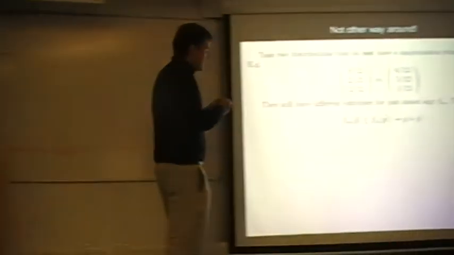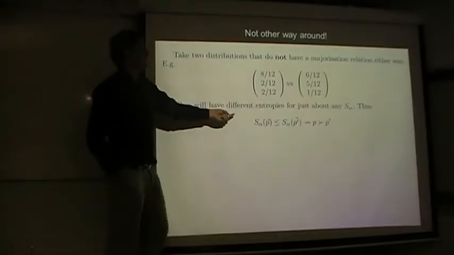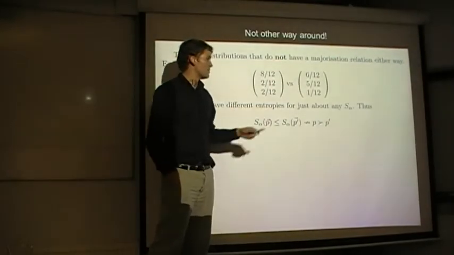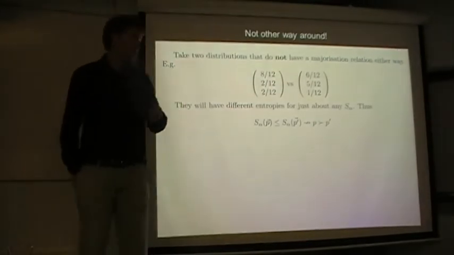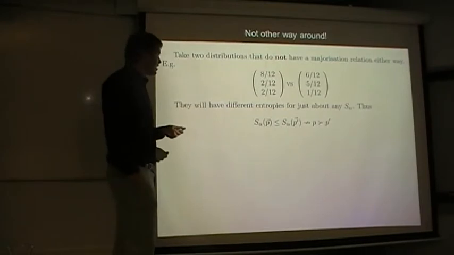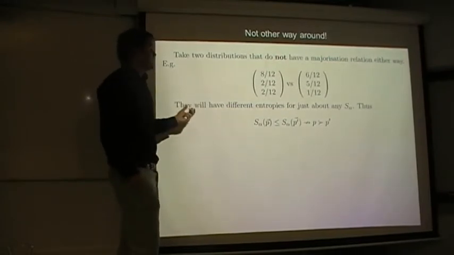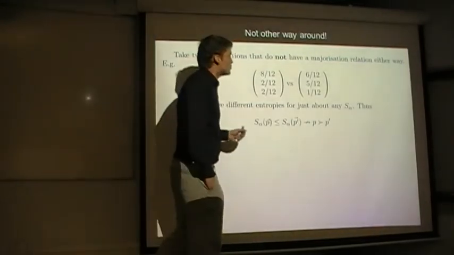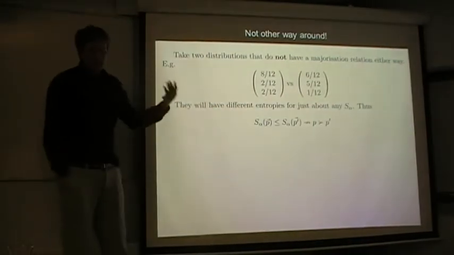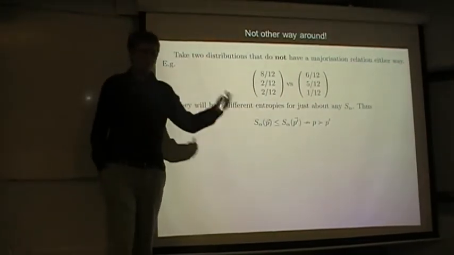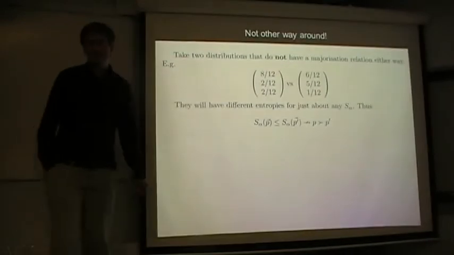But I can guarantee you that if you evaluate the S alpha for these, they won't be the same. They're not going to be the same number. So you can't therefore say that, oh, because one entropy is greater than the other, there is majorization.